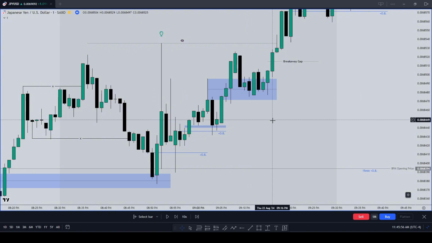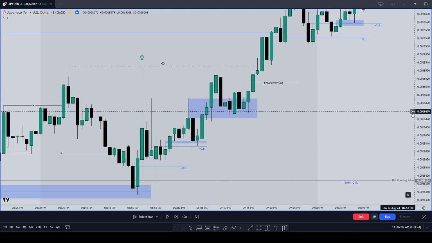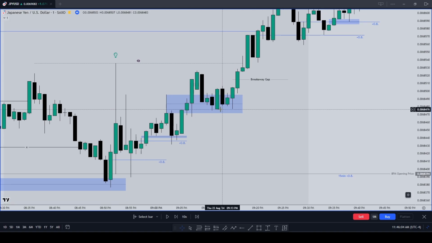Price comes up, displaces. That's another confirmation. What do we have here? Mitigation block. Because this high was completely swiped through without any kind of resistance or pullback. Price comes back into it. Look at how the bodies are respecting it. It was a little wonky, but it was still there.